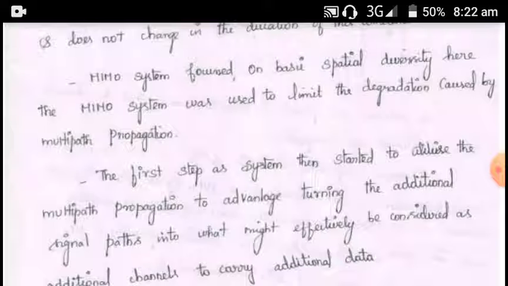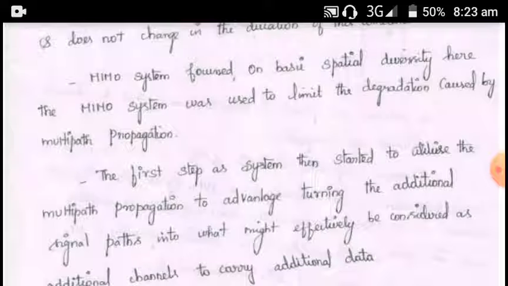So in the MIMO system, it focused on the basis of spatial diversity that you will study later. Here the MIMO system was used to limit the degradation caused by the multipath propagation. So here they are using a principle called spatial diversity. By using that, what they can reduce is the degradation or the interference caused due to the multipath propagation, which they can delay using the spatial diversity technique that is used in multiple antenna techniques.